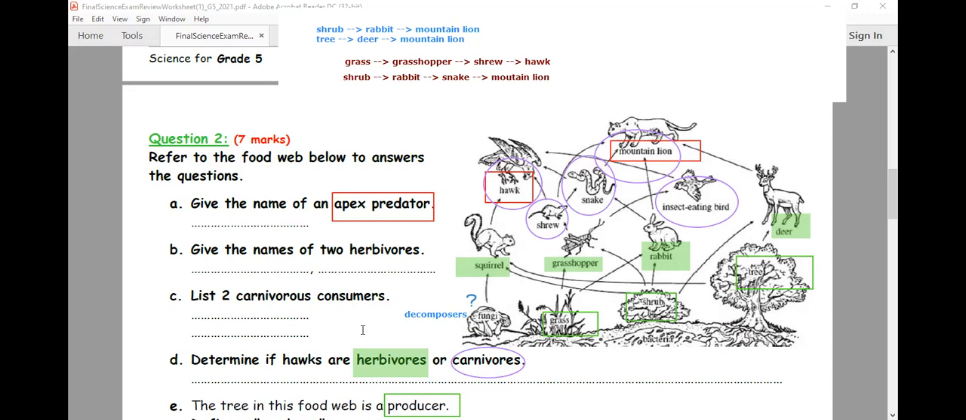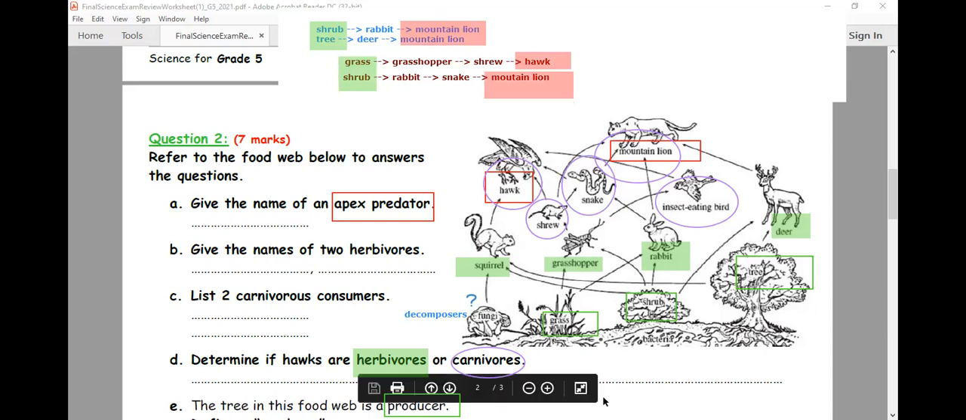We always start our food chains with producers. The food chains must start with producers, and they should end with apex predators, our hawk, our mountain lion. Okay? And we have to pay attention to the arrows. Any questions about this worksheet?